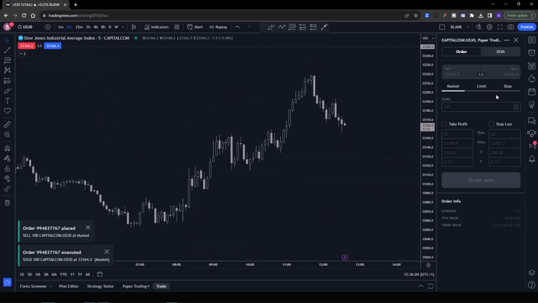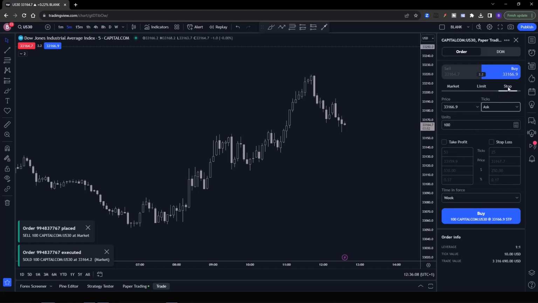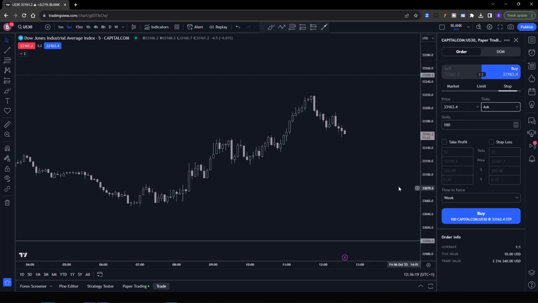Now you can see that we have our limit and stop, and we're going to first have a look at a stop order. So we click on the stop tab, and what we need to do now is enter a price. But before I do that, I'm just going to show you why we have stop and limit orders. It's for trading various different strategies.